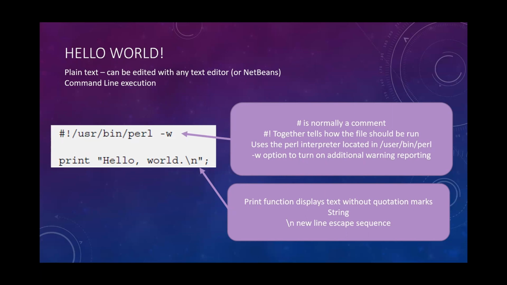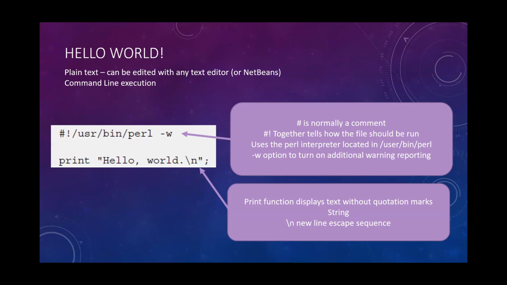So the first line, the hashtag is typically used as a comment, and we'll look at that in a little bit, but that hashtag and the exclamation point together is telling the interpreter how the file should be run. So we're going to run this file using the interpreter located at /usr/bin/perl. The -w option turns on additional warning reporting for your script as you're running it. So that first line is going to be a line that we're going to put in all of our files moving forward.